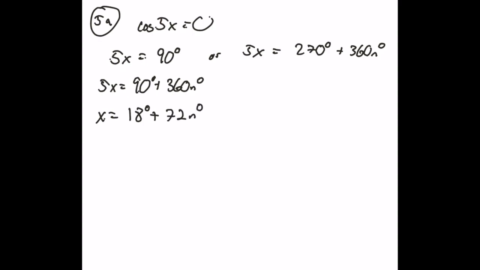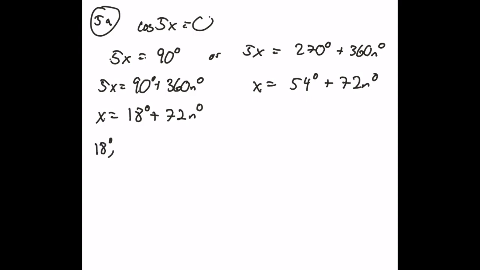So then we got to see, as we increase n by 1, how many results do we get? So that's one of them. Let's do this other one. So then x is going to be 54 plus 72n in degrees, okay? So now, on 0 to 360, let's see how many results we get, okay? So when n is 0, we should get 18. So from here, we get 18 degrees.